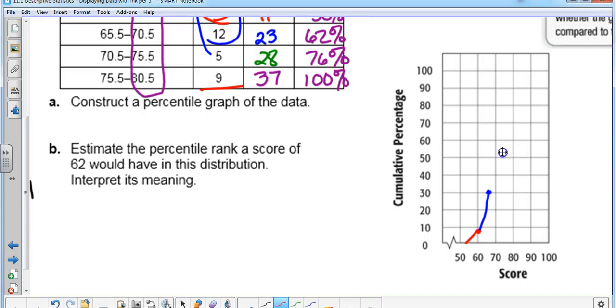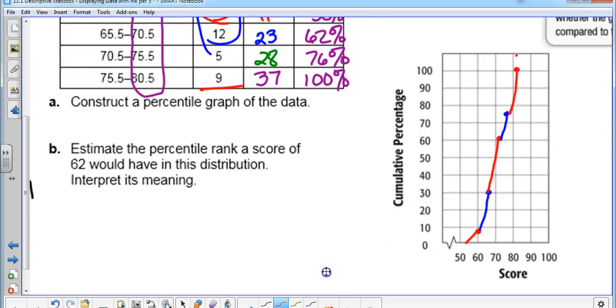And the next one is up to 70.5 and 62. Do I have that right? And the next one is 75.5 and 76%. And then by the time we're at 80.5, we've hit all 100%. Oh my goodness. None of my lines are straight. It's just a hot mess.